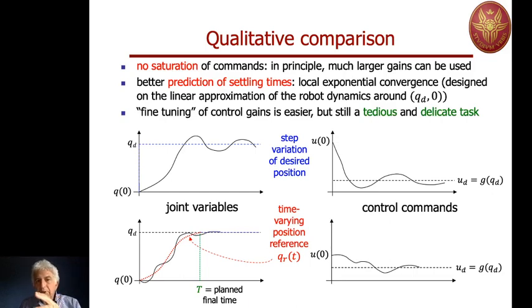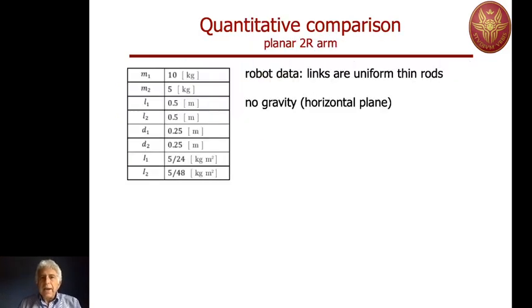Indeed, control gains still require a fine-tuning, but now this fine-tuning is easier because it is independent of the amplitude of the motion. Of course, it will depend on which part of the workspace we are connecting between the Q of 0 and the desired QD, so which type of changes in the inertial and gravity terms we are facing during this motion. So, let me conclude with some quantitative comparison.